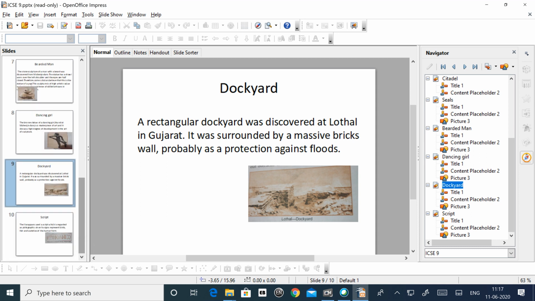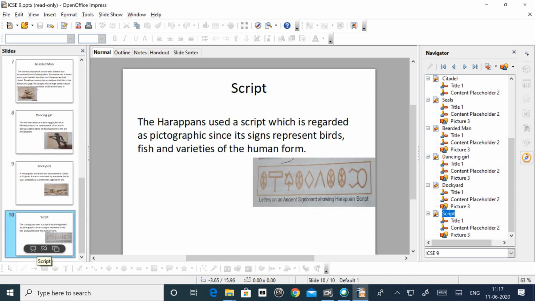And the last one is script. Harappan people also used some script, which is regarded as pictographic. Its signs represent birds, fish and varieties of the human form. These are the important sources of Harappan civilization.